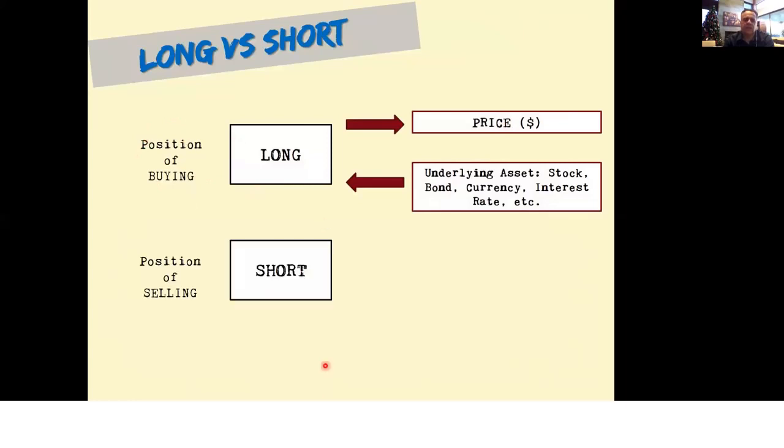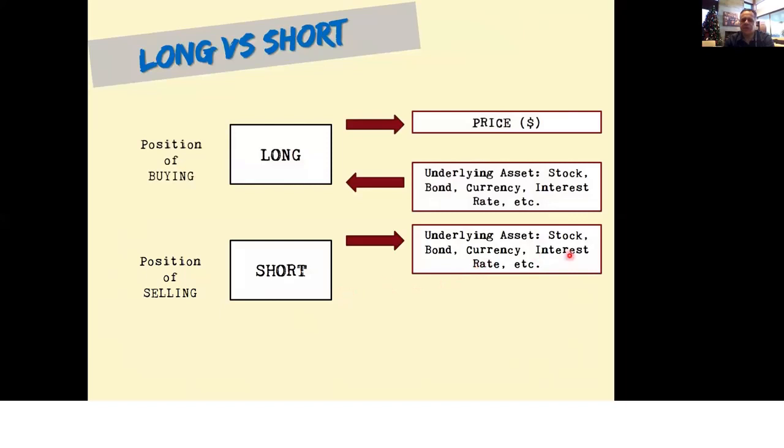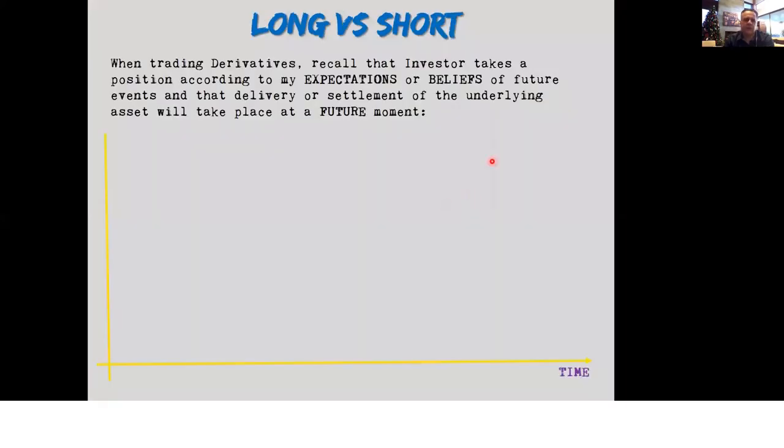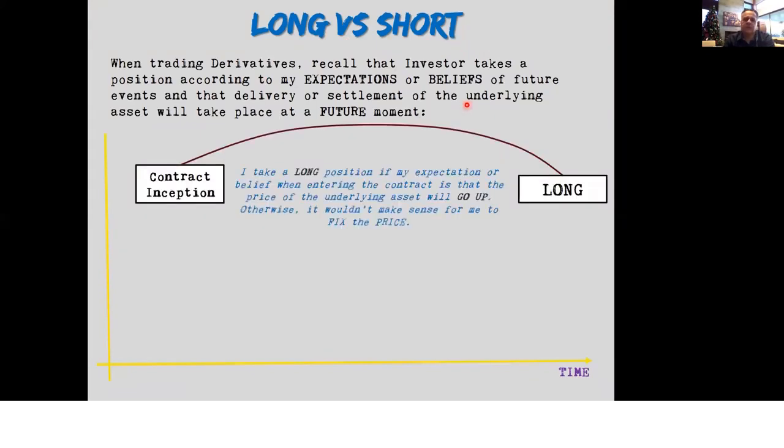If you're taking a short position, which is the opposite, it means that you are committed to deliver the underlying asset, and of course you will receive a price for that. So these are the two typical positions in these forward commitments that we're starting to analyze now. Now, you will take a long or a short position depending on your expectations of the future.